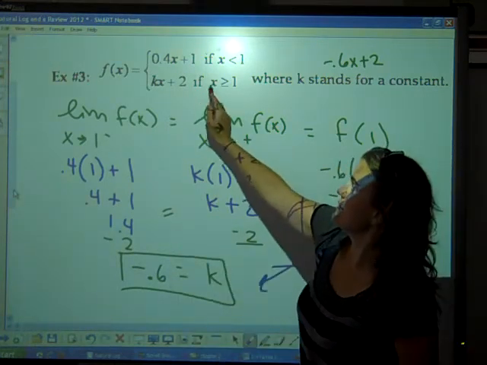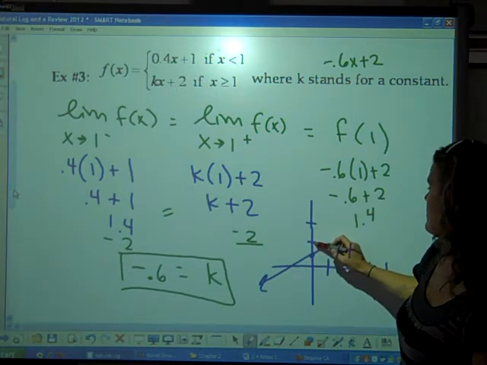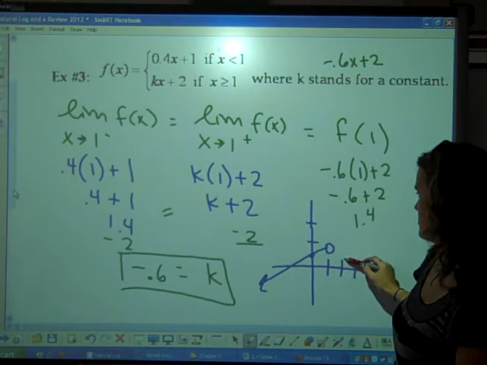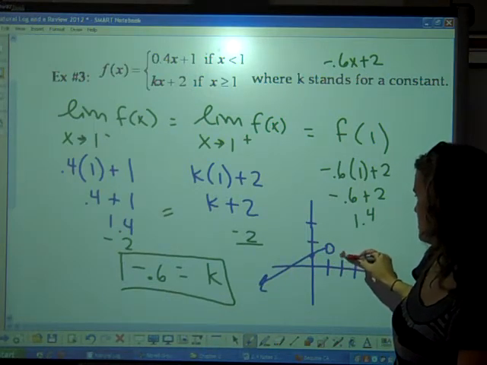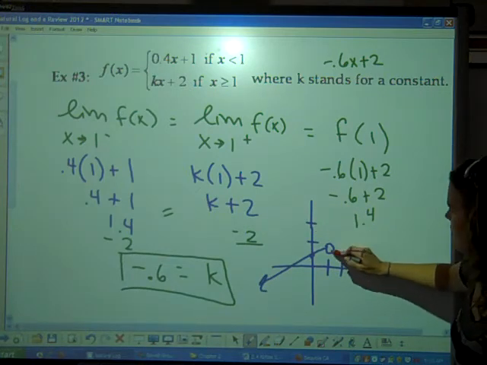And then this, we had a decreasing line. We would have started up here at 2, and we would have had a decreasing line of negative 0.6, so going a little bit more than down 1 to the right 2. Boom. Down 1 to the right 2. Boom. And we're going to pick it up only at 1 and after.